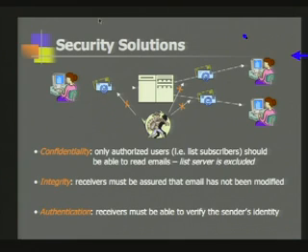Confidentiality means that only authorized users, that is, the list subscribers, should be able to read the emails. In particular, this means that the list server is excluded because it's actually not a valid list subscriber. Integrity and authentication have more standard meanings. Integrity means the receivers must be assured that the email has not been modified in transit, and authentication would allow receivers to verify the sender's identity. Our focus here is more on confidentiality, so I will not go into details of integrity and authentication, except to say that they are more or less done by using standard PKI techniques.